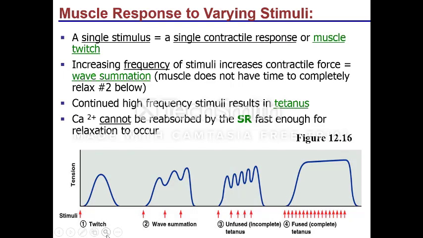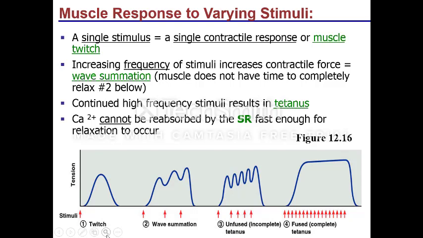Like we learned in Unit 2, there can be graded muscle responses, creating variations in the degree of muscle contraction. This is required for proper control of skeletal movements during locomotion. Responses are graded by either changing the frequency of the stimulation or changing the strength of the stimulus. That we can see here in figure 1216.